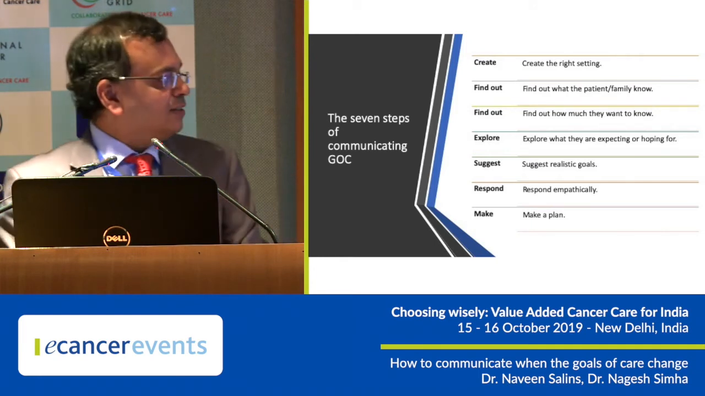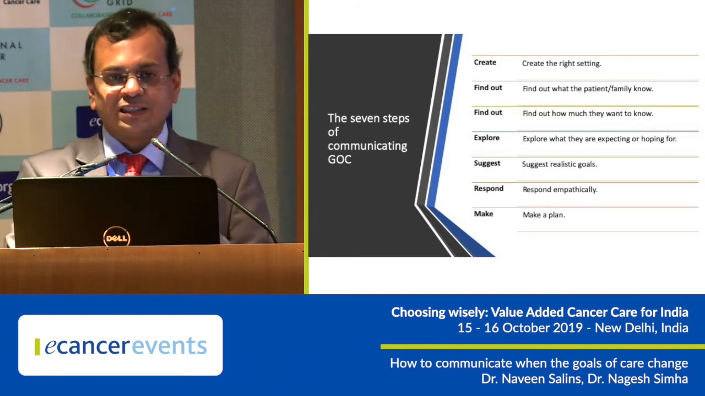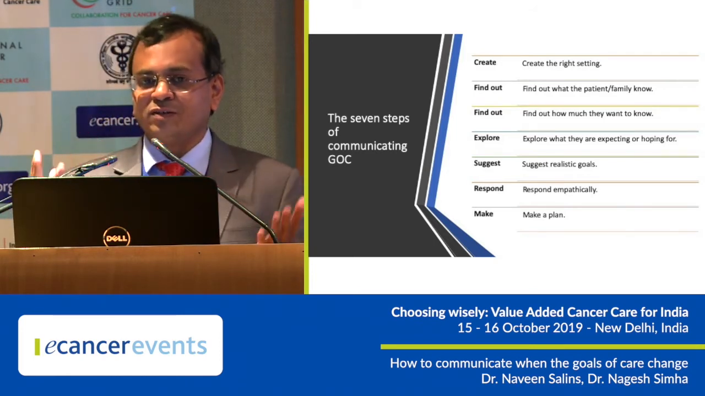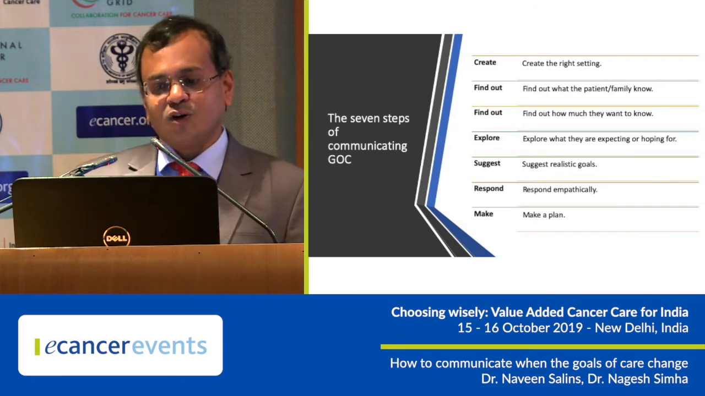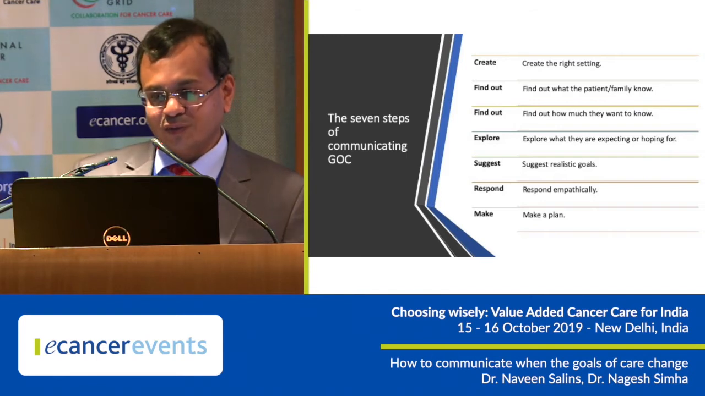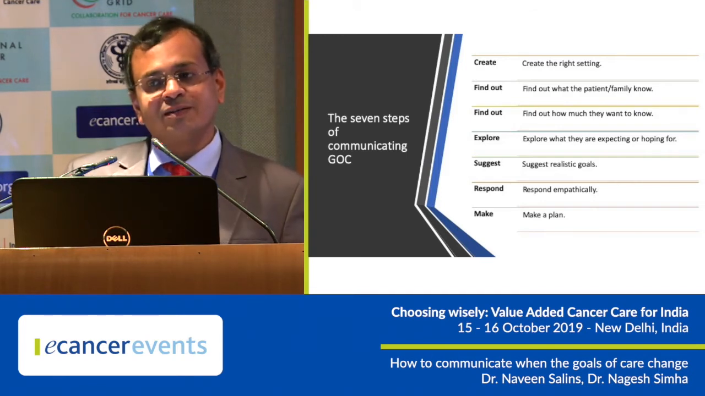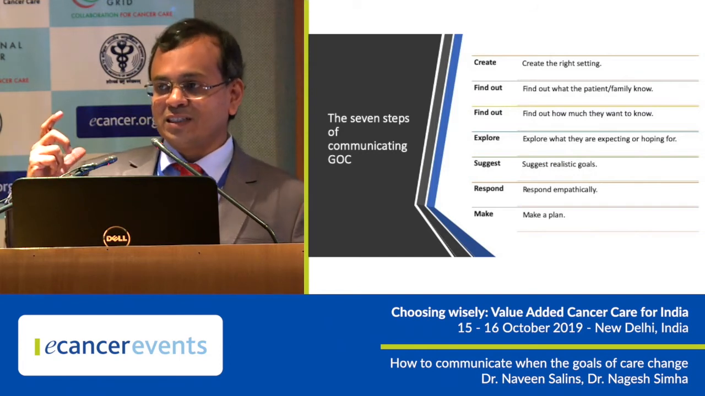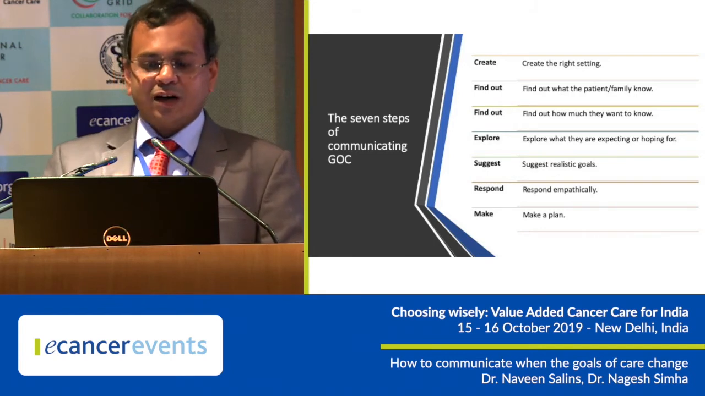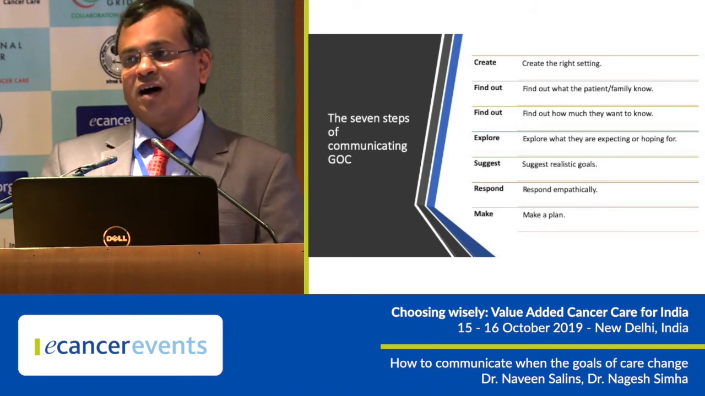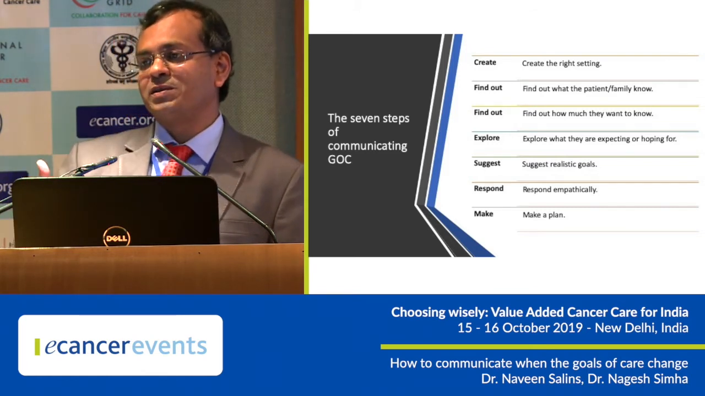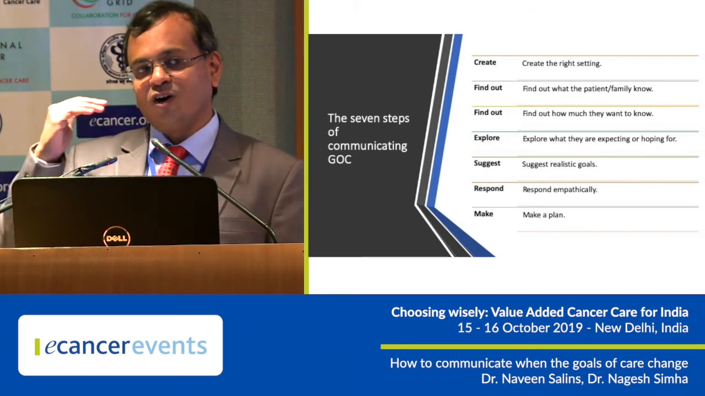So what are the 7 steps of communicating goals of care? The first is creating the right setting. You cannot discuss this in a corridor. It has to be in a room, more private. Find out what the patient and family already know, and find out what they want to know. Explore what they are expecting, because that is very important: trajectory of goals, trajectory of illness. Always suggest realistic goals, and always have empathy. You can express empathy during communication, saying, I can see how you're feeling. And always make a plan.